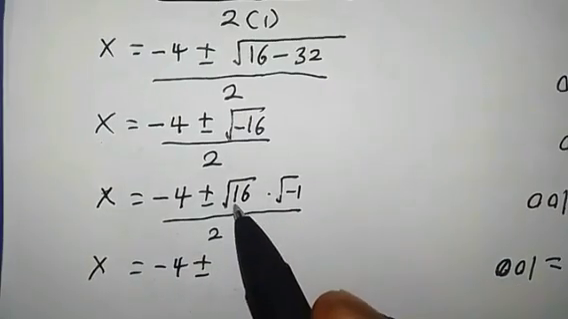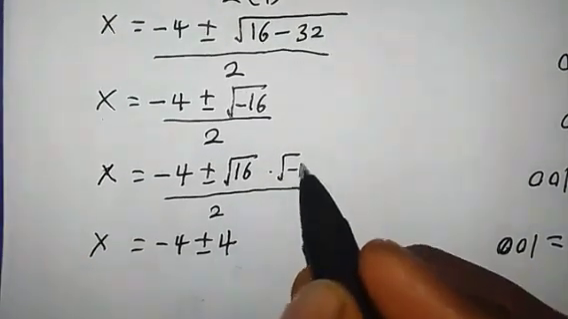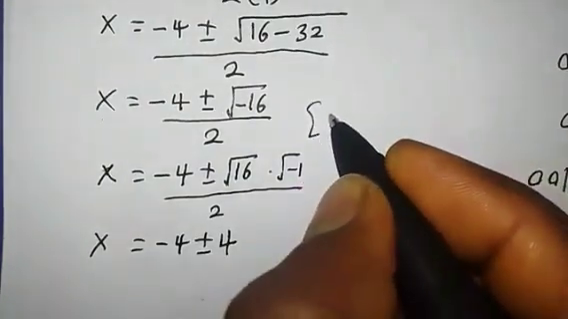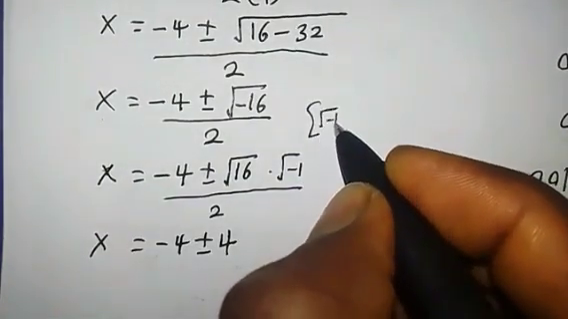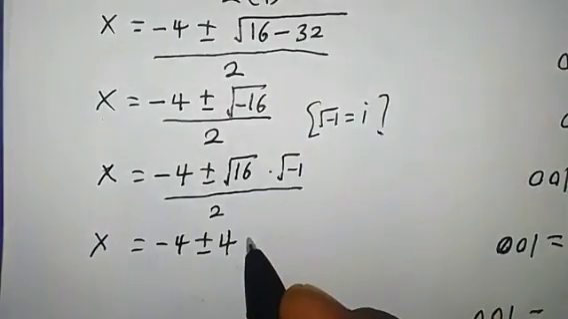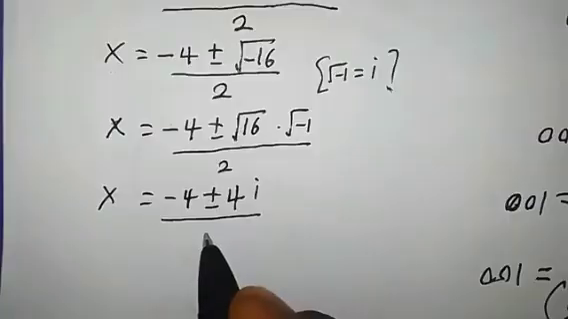So x is equal to minus 4 plus or minus. What is the square root of 16? That is 4. Now, let's consider the square root of minus 1. Don't forget, from complex numbers, square root of minus 1 is simply equal to i. So we have i here, divided by 2.